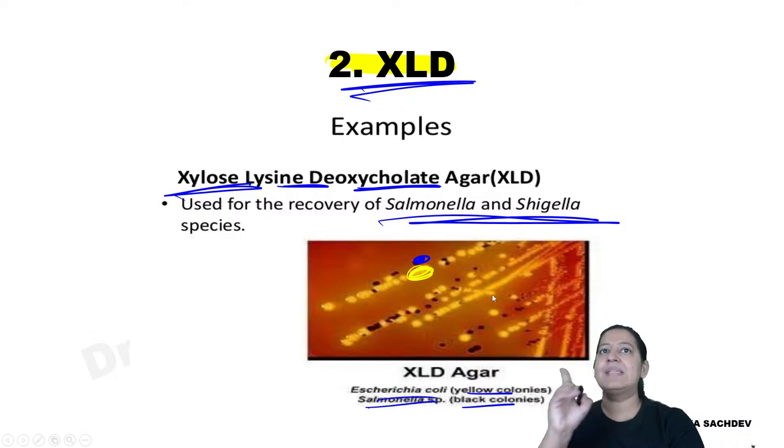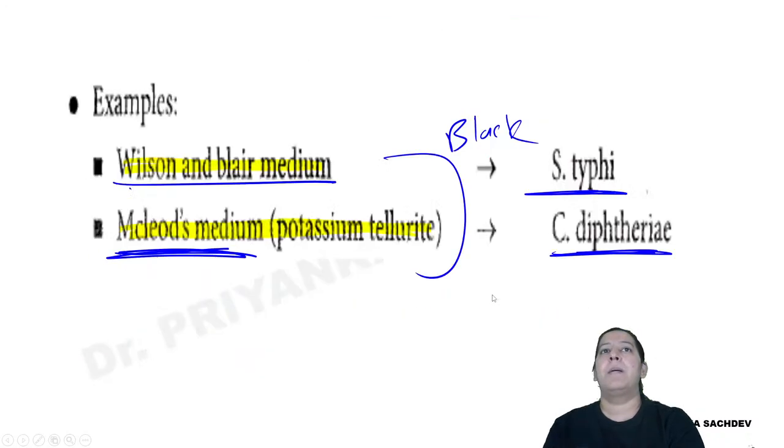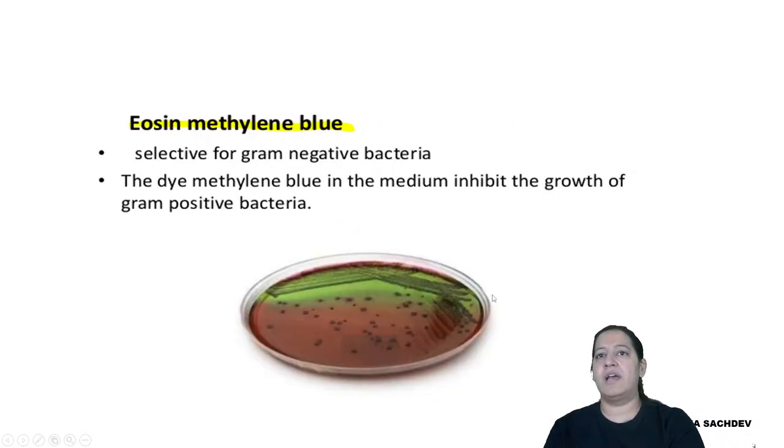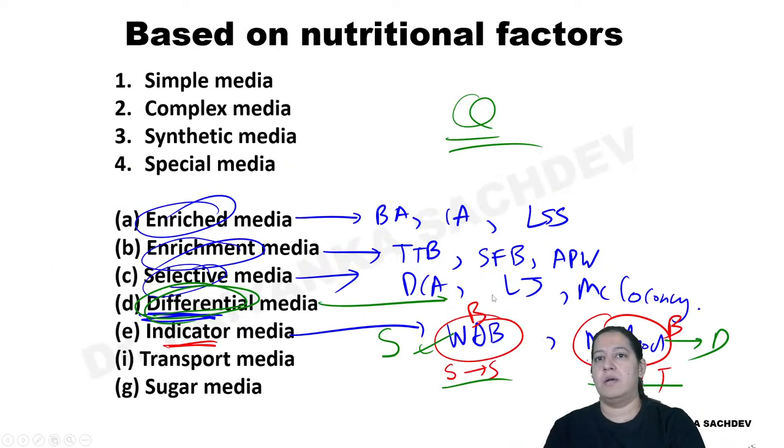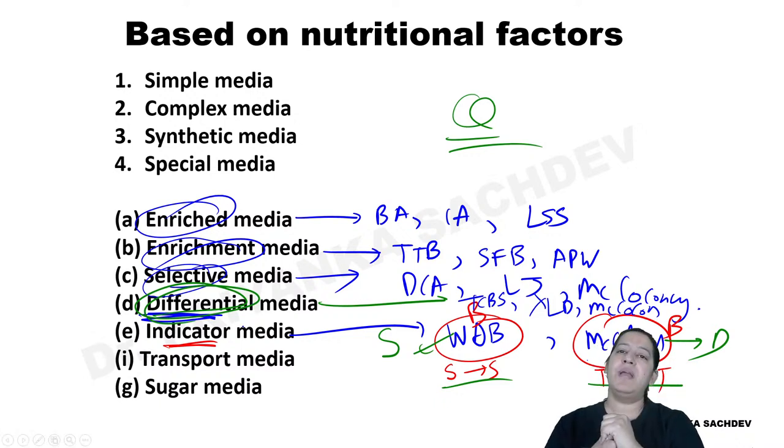So TCBS, XLD and MacConkey. So let me write it. Where were we writing? Just a second. Yeah. So TCBS, XLD and MacConkey. So MacConkey comes in two places, in selective as well as in differential.